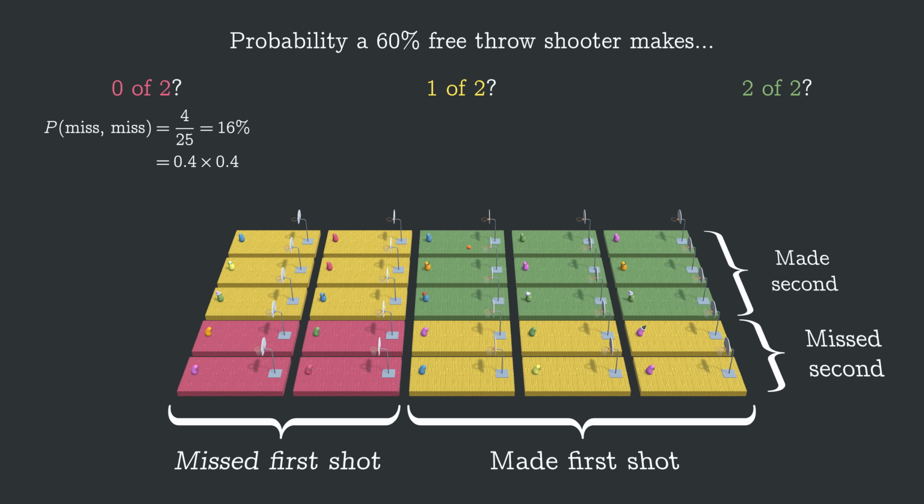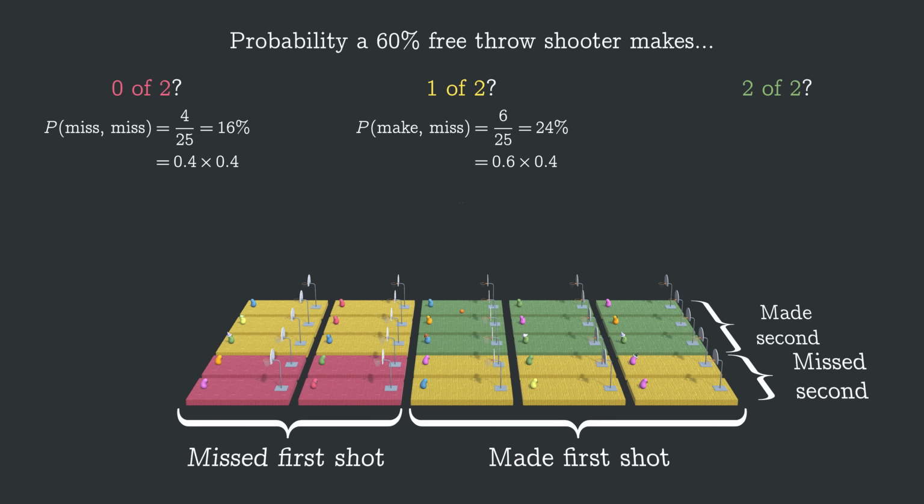Next, for the blobs that made one shot, we have two groups. One group of 6 made the first and missed the second shot, and 6 out of 25 is 24%. Again, we can multiply the individual probabilities to check that they come out the same, and indeed, 60% for the make times 40% for the miss comes out to 24%. The second group is pretty much the same, except the make and the miss come in the opposite order. And adding these together, we get a 48% probability for making 1 of 2 shots.